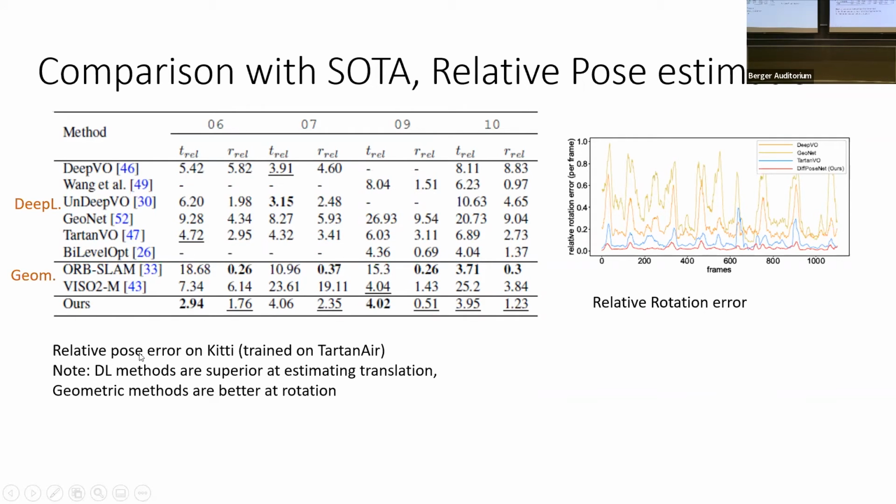So what is exactly done? It's on KITTI. It was trained on TartanAir, but also trained on KITTI. Generally, deep learning does very well in estimating translation. And the classic techniques, ORB-SLAM or another SLAM here, the geometric methods, do much better on the rotation. So it's hard to beat these geometric methods on rotation, but ours is still doing very well, definitely much better than the other deep learning methods. And here you see the comparison in the rotation error where we are just superior.